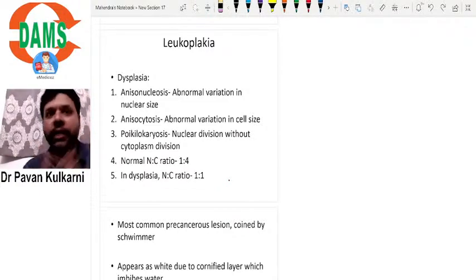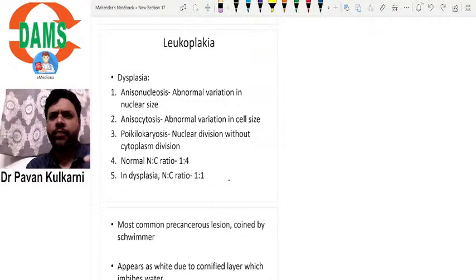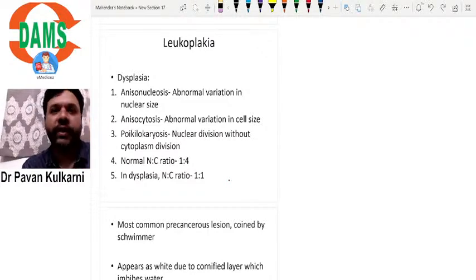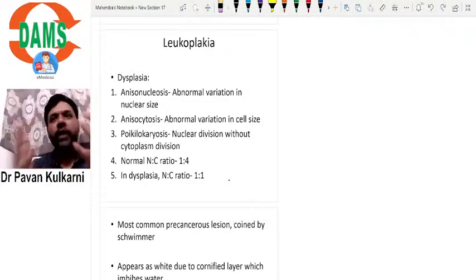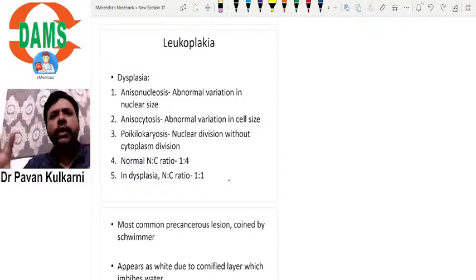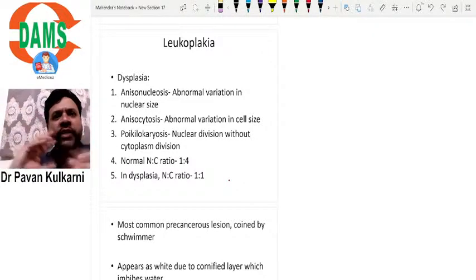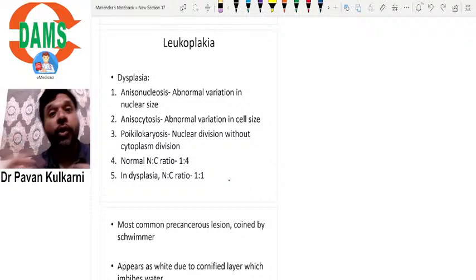And then the very important term in dysplasia is pleomorphism. What do you mean by pleomorphism? Pleo means change, morphism means shape. If cell shapes are different, for example, one cell is cuboidal, and in the same tissue another cell is columnar or squamous, so we are getting two different shapes. That is called cellular pleomorphism. Cellular pleomorphism is also a very important dysplastic feature.